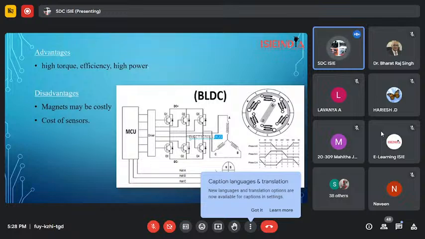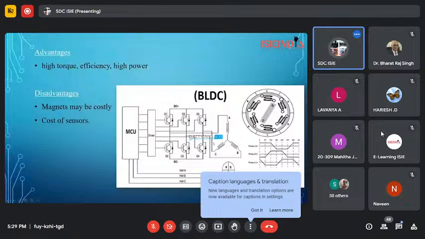So as we can see, the advantage of BLDC motors is high torque and efficiency as well as high power. In a BLDC motor, this is our permanent magnets N and S, and this is our stator coil. As we can see, A phase, B phase, and C phase. These 2 windings will be acting at the same time. We can see this phase AB, BC, and CA respectively.